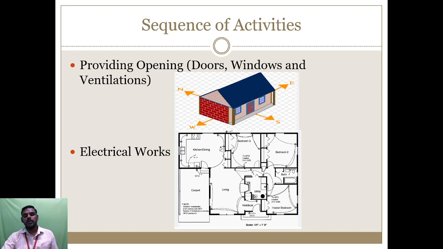So for electrical works, we have to provide proper conduits on or before laying the roof concrete. After the roof concrete is de-shuttered, we have to provide electrical pipelines and conduits on the walls based on the need of our electrical points.